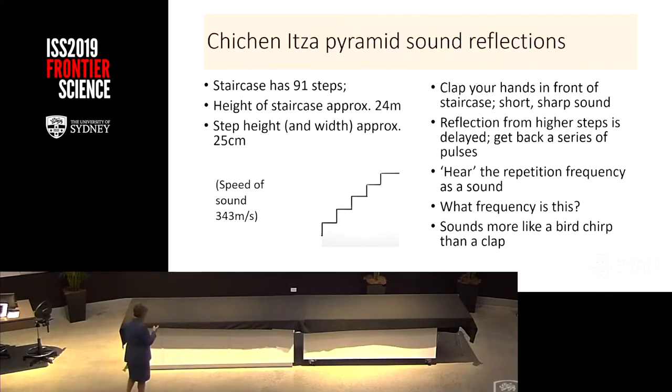So this particular staircase at the Mayan pyramid has 91 steps, and the whole staircase is 24 meters high. So that means the individual steps are about 25 centimeters high. And they look as if they're as far back as they are high.